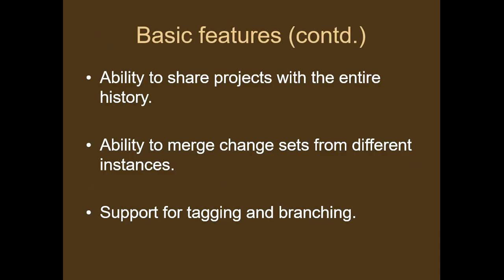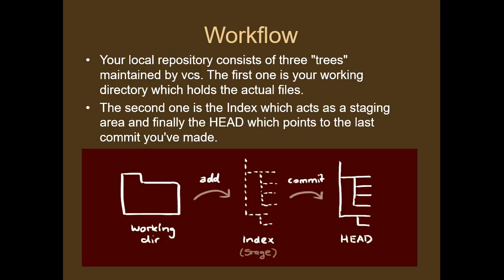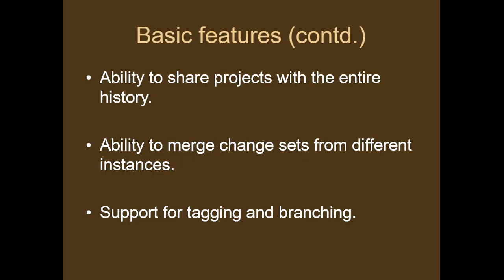So what are the basic features, continued? As a version control system, it has to allow you to share your projects with different sorts of people. It also allows you to merge different change sets from different people. Actually, this is how the Linux kernel project works. People send their change sets to Linus Torvalds, and Torvalds merges the patches he deems necessary. A VCS also gives you support for tagging and branching. Tagging, because you can associate a particular version number with a particular point of the project.